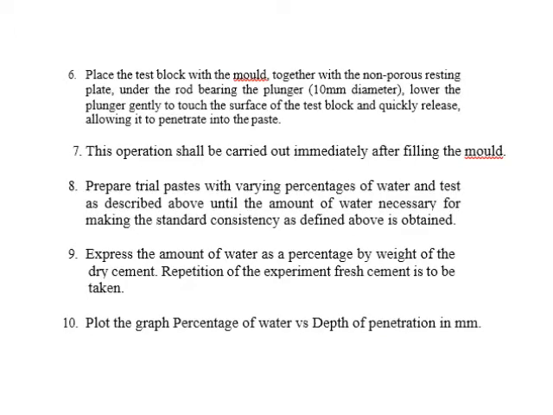Okay, next place that mold in the VCAT apparatus and attach the needle, that is the plunger, okay, and lower the plunger, bring it just to the surface of the paste. Okay, so you should bring that plunger to the surface of the cement paste. Okay, so this operation is carried out very immediately. You should not waste time because the cement dries up, right? So after this, just release that pin.